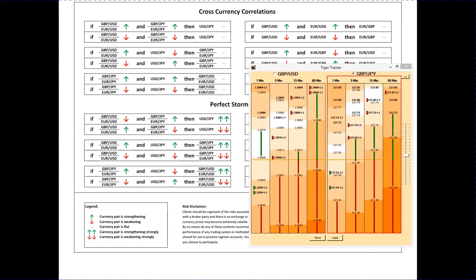So here's the Tiger Trainer. Let's have a look at it. This is pound dollar and pound yen. They're related. Pound yen, you would like to see pound yen at resistance when you're trying to go short on pound dollar. So let's just do a quick example here. We're getting in one of my favorite trades, a possible 5-minute entry. That would maybe look something like this. 15 minutes are here and the 60 minutes are there.